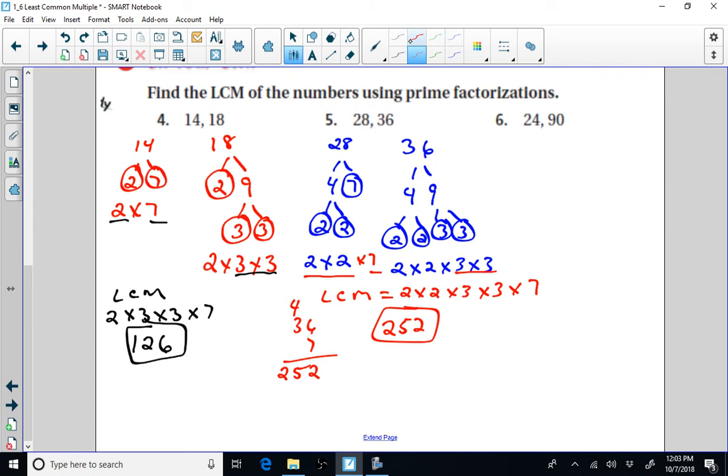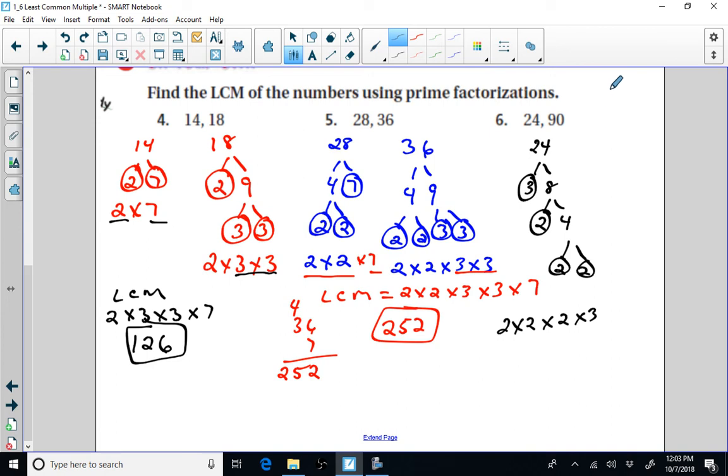All right. Let's try one more. We have 24 and 90. For 24, I'd have, let's see, 3 times 8. 3 is prime, 8 is not. 8 is 2 times 4. 2 is prime. 4 is 2 times 2. They're both prime. So the prime factorization of 24 is going to be 2 times 2 times 2 times 3.